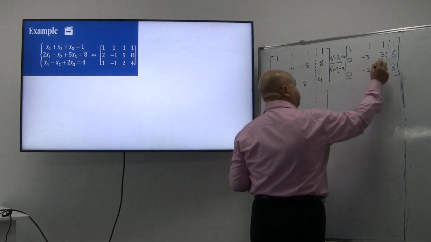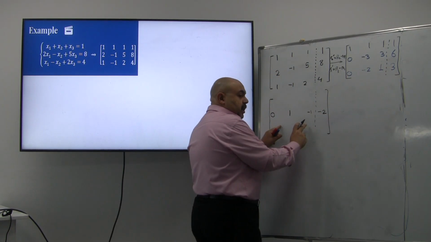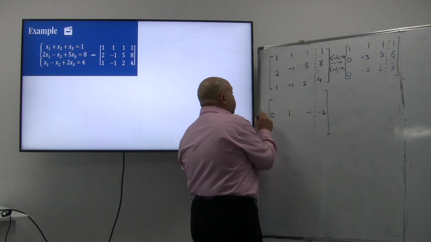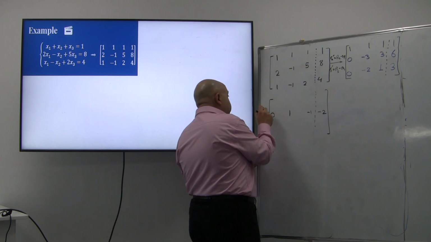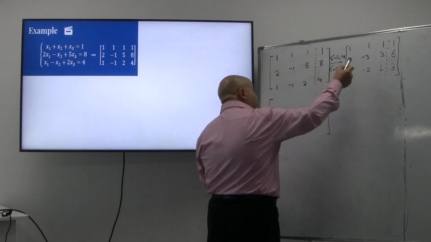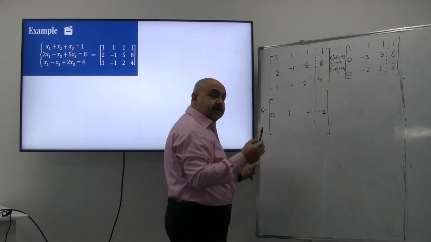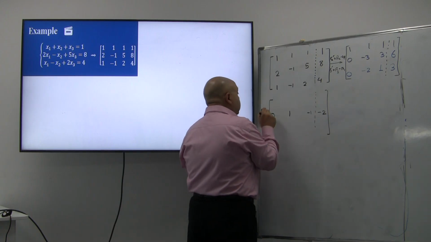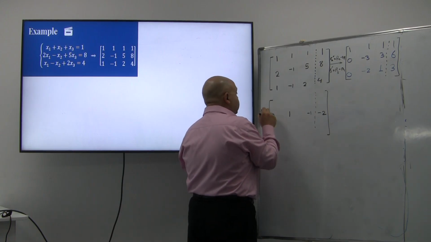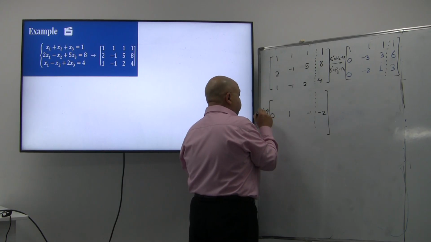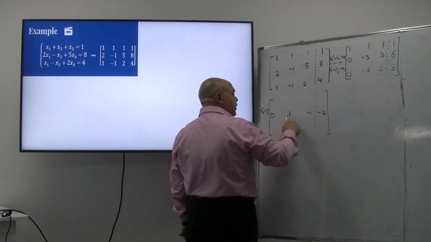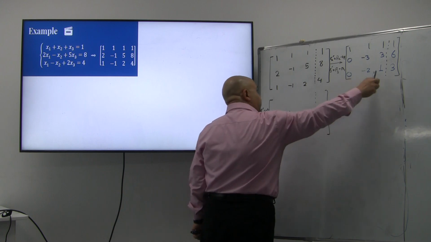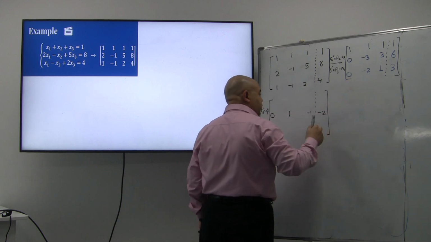Okay, from this matrix, how do we get this matrix? R2 dash is going to equal the new second row divided by negative 3. So it's R2 divided by negative 3. Once more, I will multiply this row by 2, then add it to the last row.